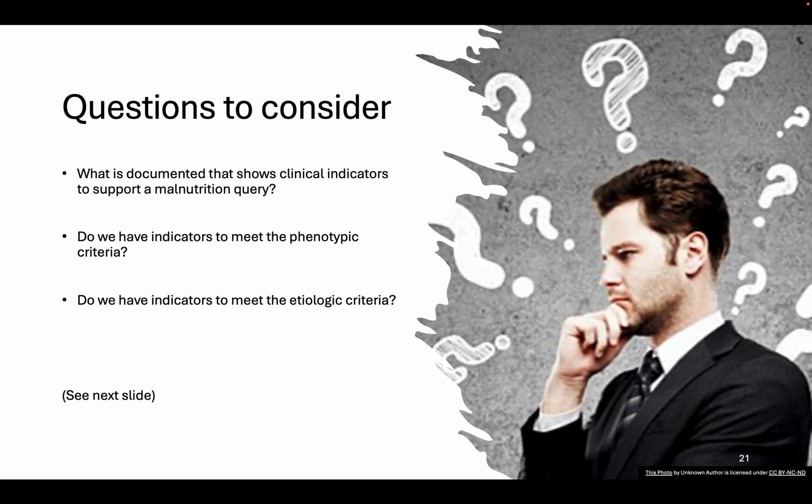Questions to consider. What is documented that shows clinical indicators to support the malnutrition query? So think back to your scenario. Do we have indicators to meet the phenotypic criteria? And do we have indicators to meet the etiologic criteria? Remember, phenotypic was measurable. Could we measure her weight loss? And etiologic is the illness. Does she have an illness that would support this?